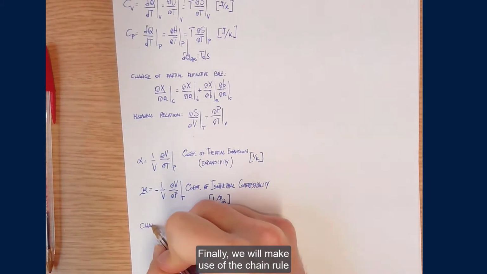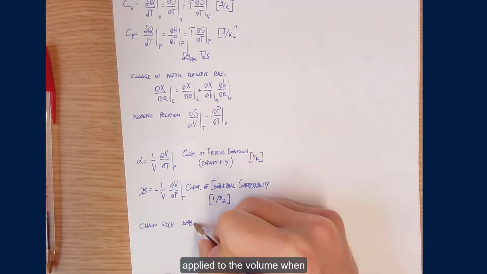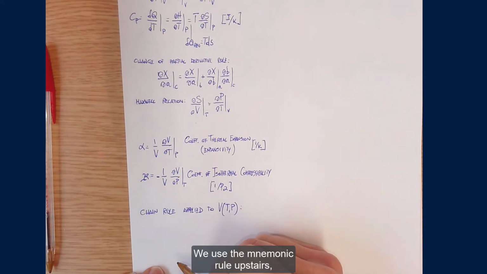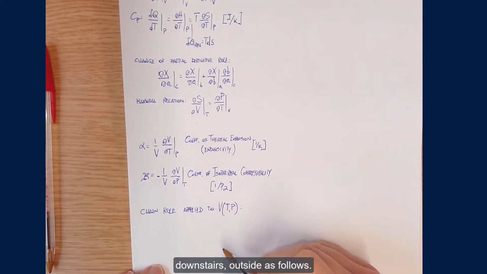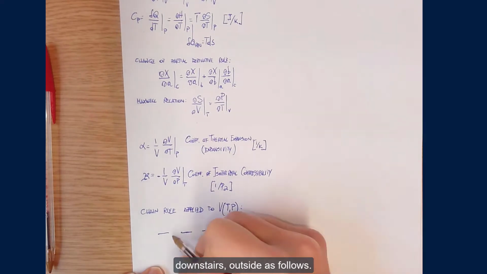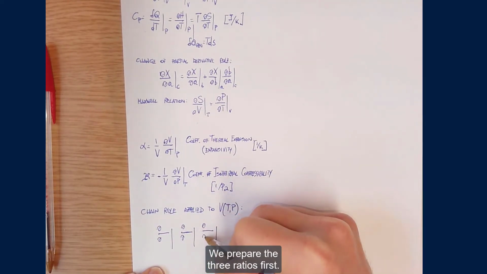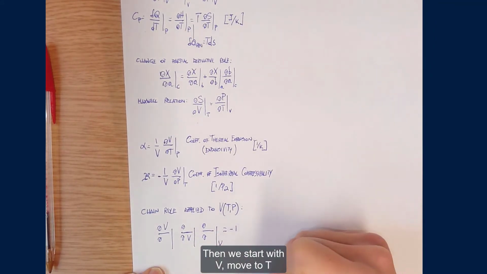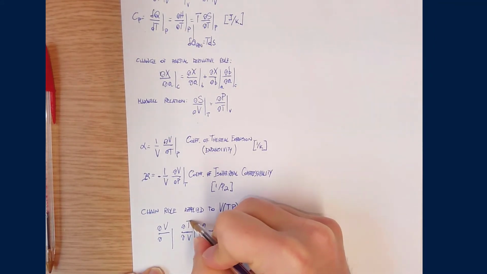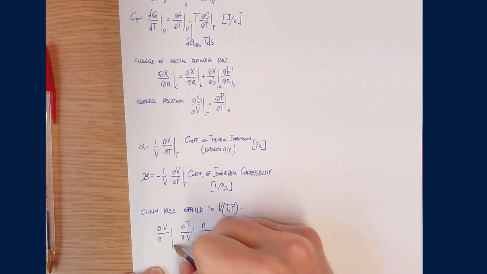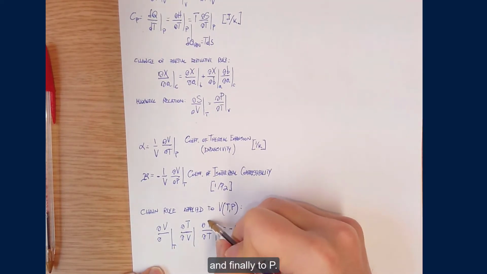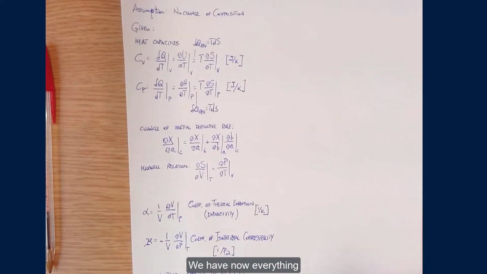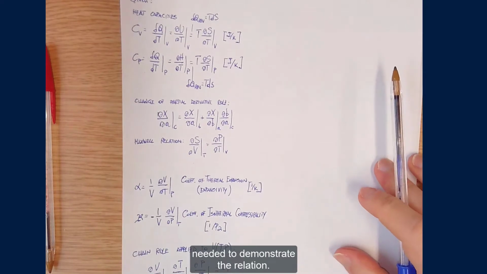Finally, we will make use of the chain rule applied to the volume when it is a function of temperature and pressure. We use the mnemonic rule upstairs, downstairs, outside as follows. We prepare the three ratios first, then we start with V, move to T, and finally to P. We have now everything needed to demonstrate the relation.